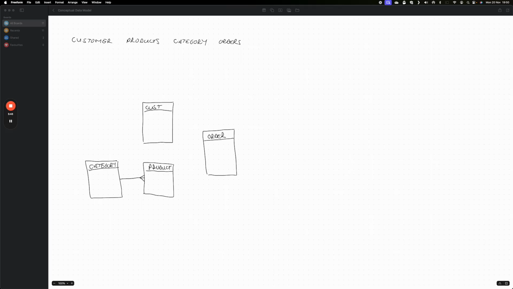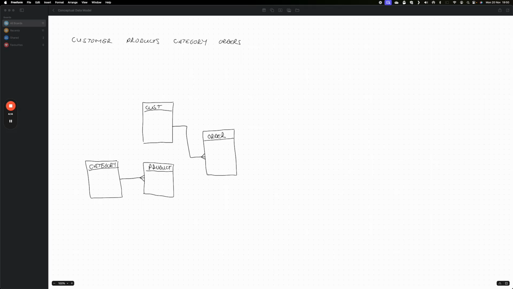Now thinking about how this looks in the real world, could an order be shipped to multiple customers? Probably not. For this exercise, definitely not. But could a customer have multiple orders? Absolutely. So we will then draw a relationship between the customer and the order. And again, using our crow's foot notation, indicate here that one customer can have many orders.